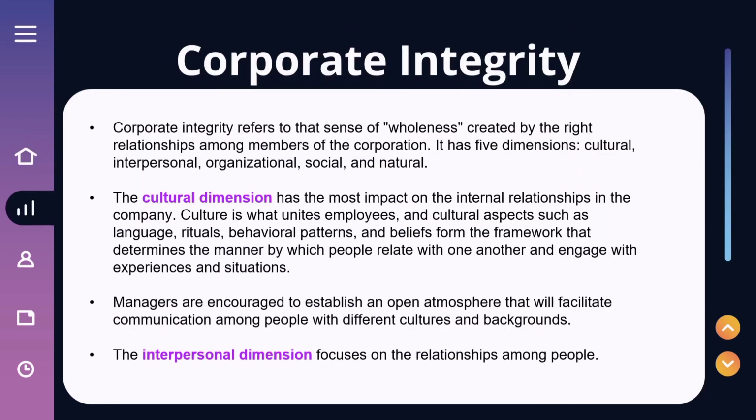Corporate integrity. Corporate integrity refers to that sense of wholeness created by the right relationships among members of the corporation. It has 5 dimensions: cultural, interpersonal, organizational, social, and natural. So, corporate integrity is about enhancing a company's viability, competitiveness, and longevity by aligning commercial goals with honest, transparent ways of doing business throughout the company.